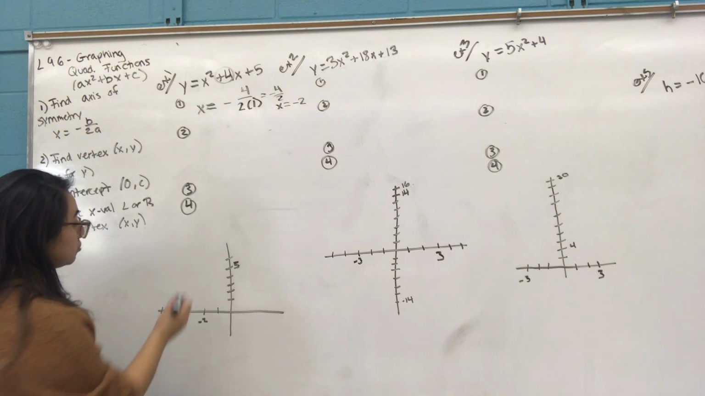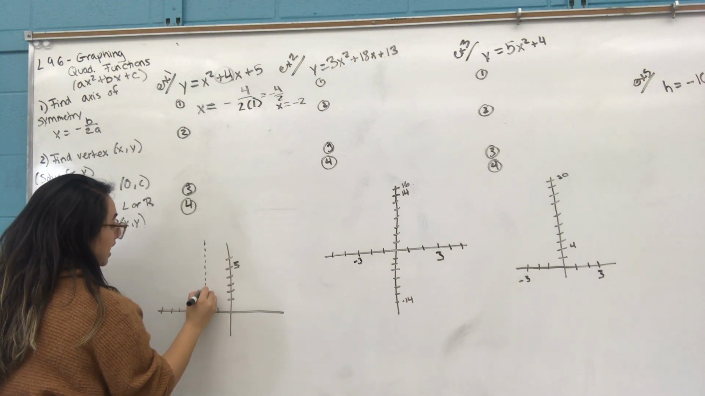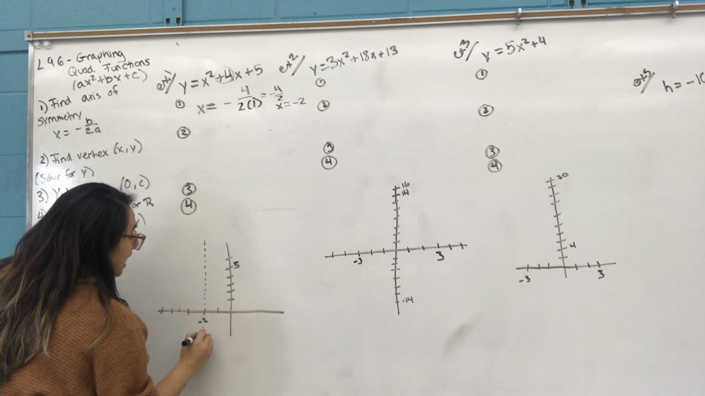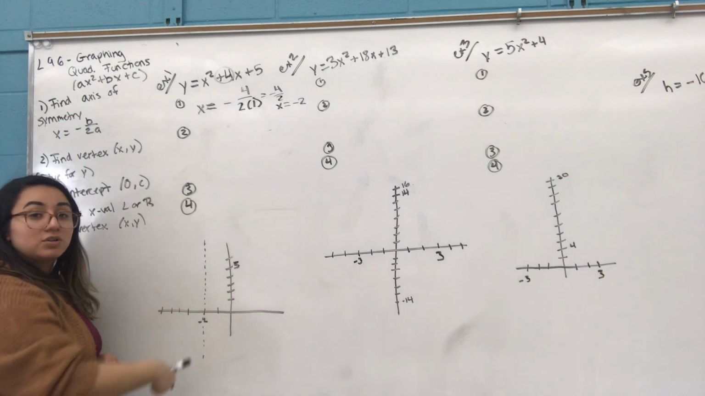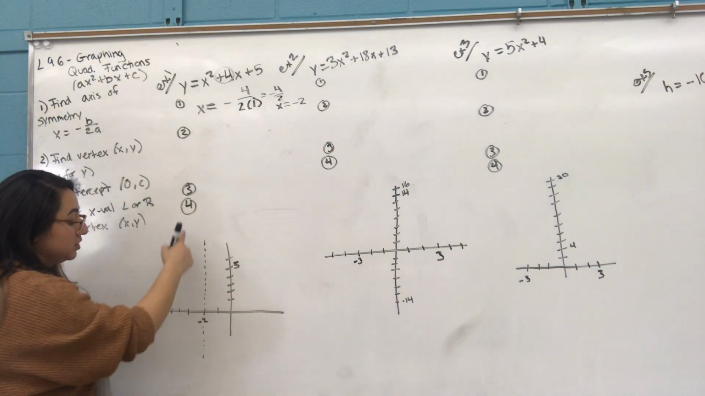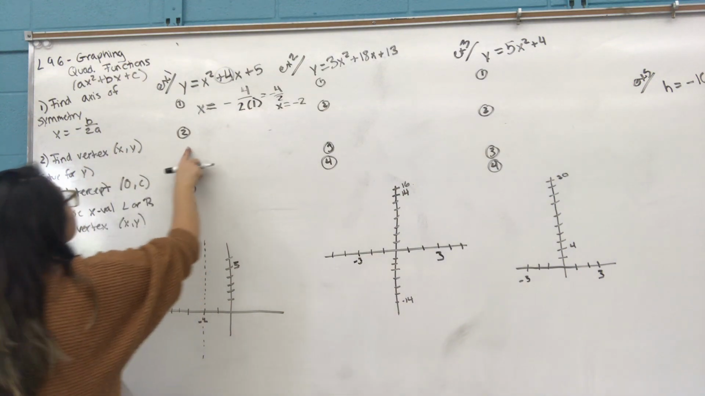That means if I were to draw a dotted line, my axis of symmetry, that U is going to be exactly symmetrical at the negative 2. So I draw my dotted line, a vertical line, that's how you'll do it for x equals, vertical, straight up and down. Next thing is, you find your vertex.